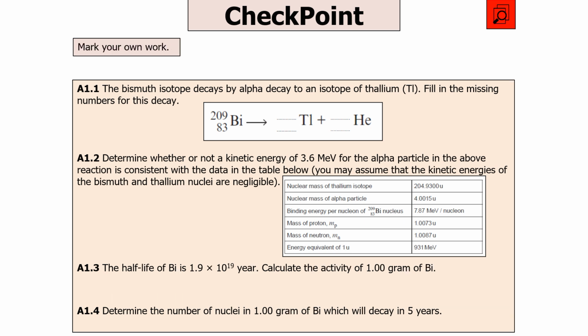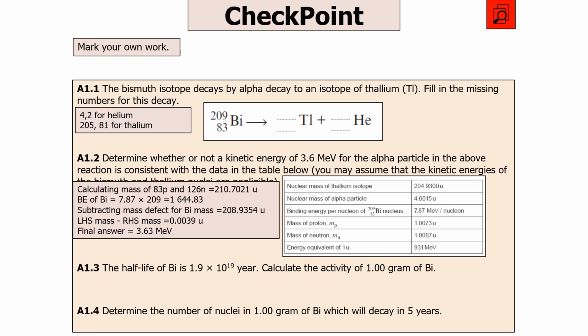Right, in this one we know that alpha is going to be 4, 2 on the right hand side, therefore thallium, to balance, must be 205 on the top and 81 on the bottom. In this next one, what's the values going to be? Well, you find the masses of 83 protons and 126 neutrons for bismuth to be 210.7021 u. So therefore the binding energy, we can then work it through by finding the difference.